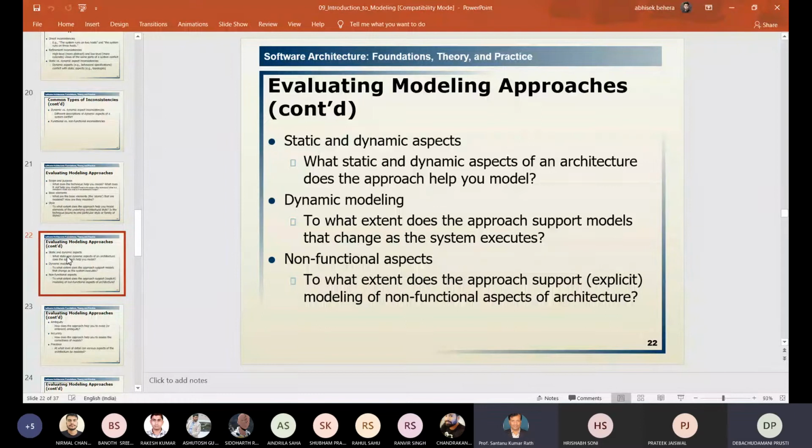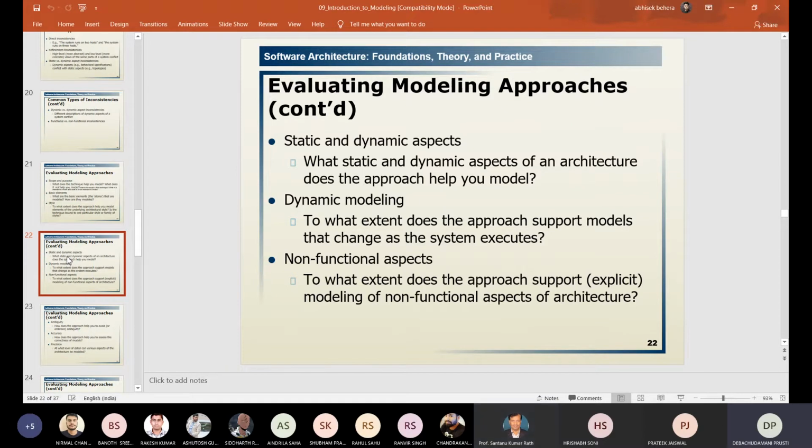Then the next one is the static and dynamic aspects. What static and dynamic aspects of an architecture does the approach help you to model? Earlier I told you that a static aspect means the system does not change or affect the architecture while it runs. But the dynamic aspect means it will change the model while the system runs. So how will this approach help to model the static and dynamic aspects of the architecture?